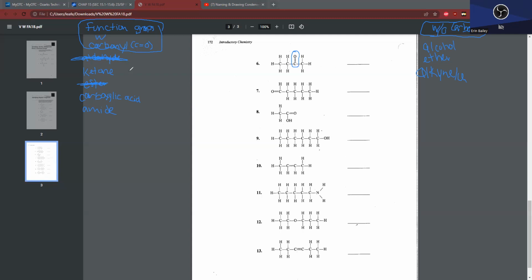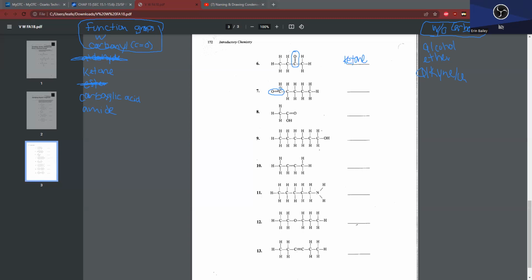So what does it got to be? It's got to be ketone because it has three carbons in it. There are three carbons connected here, and the carbon usually in the middle is going to be double bonded to the oxygen. Ketone.